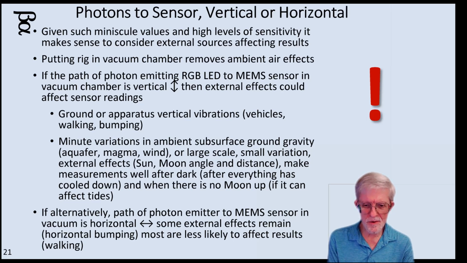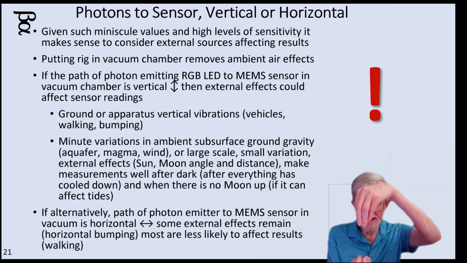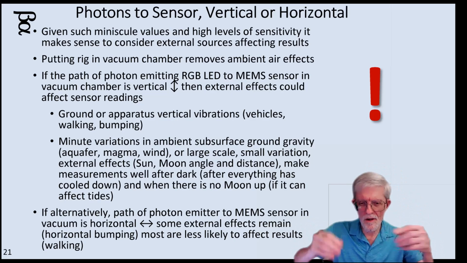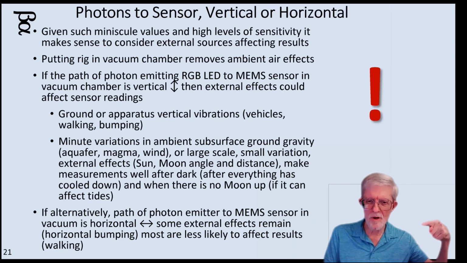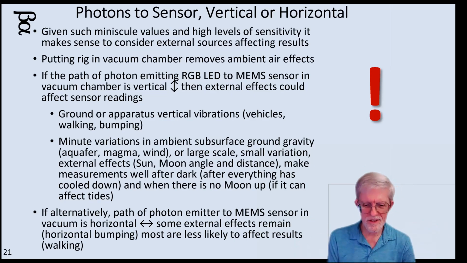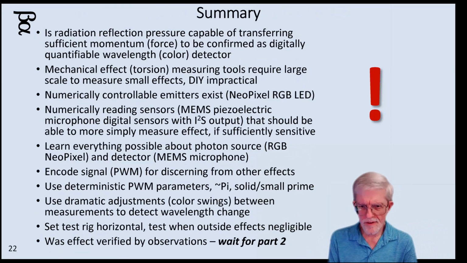So let's do this after dark when the moon's not up. And instead of having it arranged vertical, let's have the rig arranged horizontal so that the photons come out and move horizontally to the microphone sensor. Isolates a lot of those effects. So in summary, radiation reflection pressure transfers momentum, and maybe we can detect that digitally.